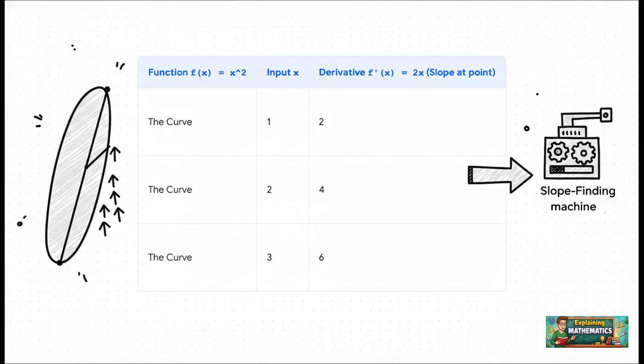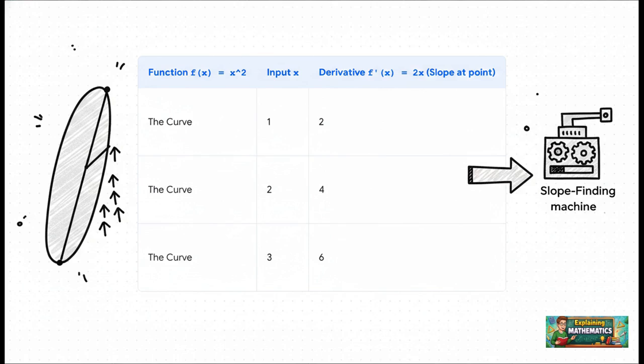Let's make this totally concrete. Imagine we have the function f of x equals x squared. This gives us a nice, simple, U-shaped curve called a parabola. Now, through the rules of calculus, we can find its derivative, which is just f prime of x equals 2x. Okay, so what? Well, this simple little function, 2x, is now our slope-finding machine.